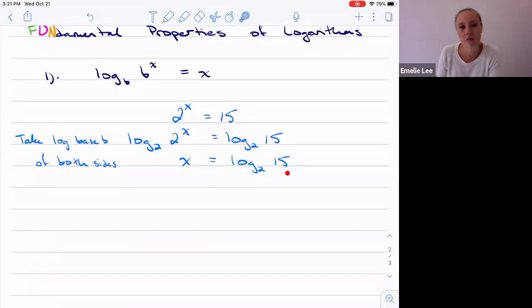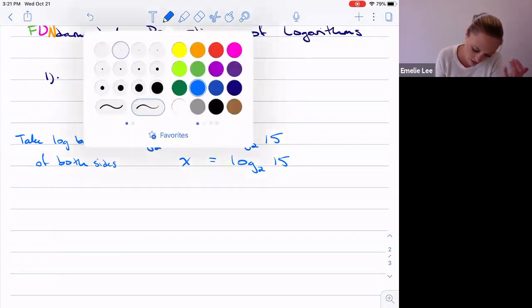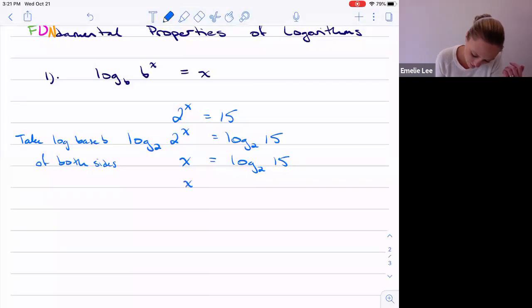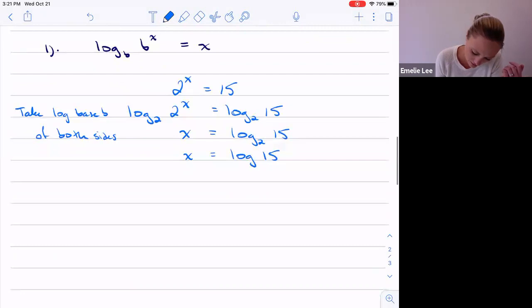Which, from our change of base formula, right, you could evaluate using either log base 10 or log base e, because those are the buttons that we have, right? And so I should stick with the same color. X is going to be log of 15 over the log of 2. I hope I didn't switch those up. I didn't.